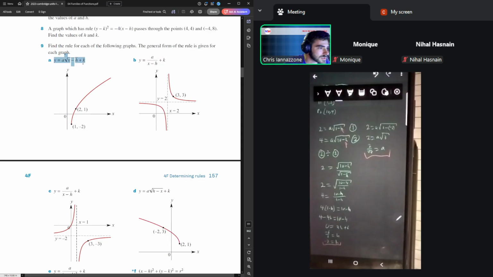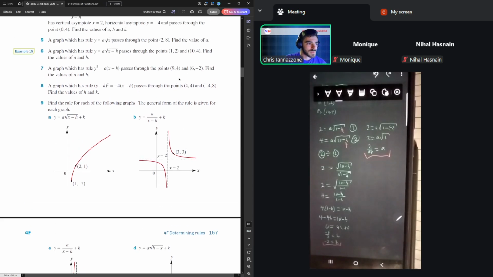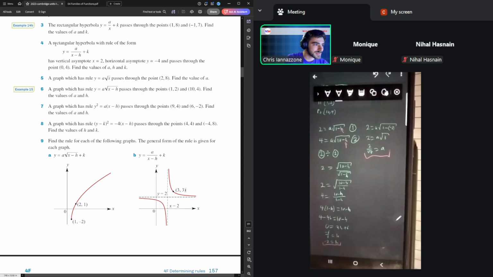Basically, the idea is you have a generic function and you actually have the graph of that function as well. Functionally, there's no difference between getting it written versus getting it in a picture. For instance, if we look at part B, we're told the horizontal and the vertical asymptote, and we're told a point. That is identical to question 4. You're told the vertical asymptote, the horizontal asymptote, and a point. So you solve it the exact same way.